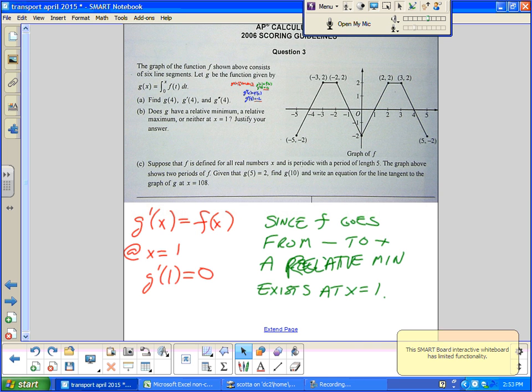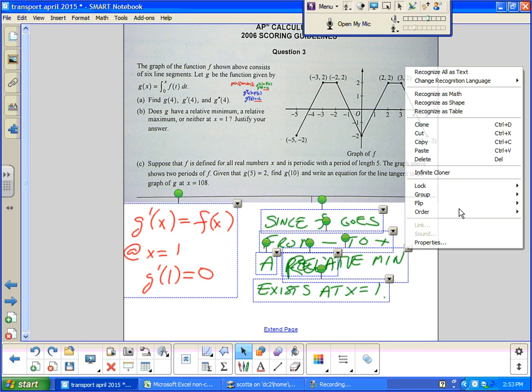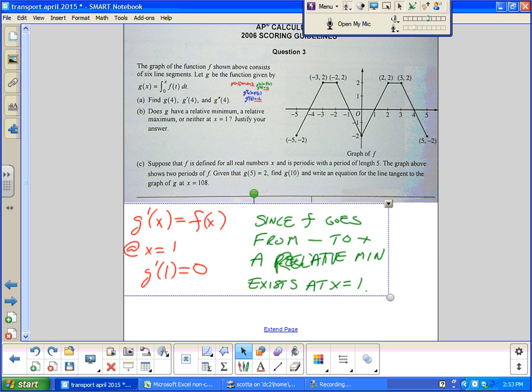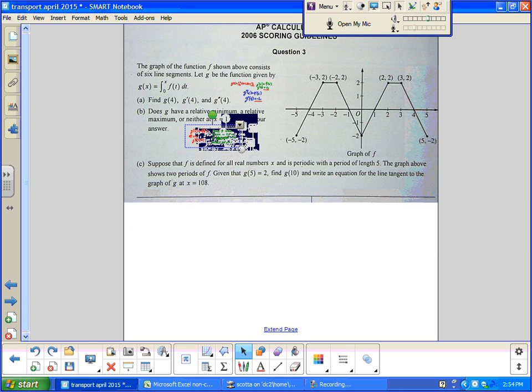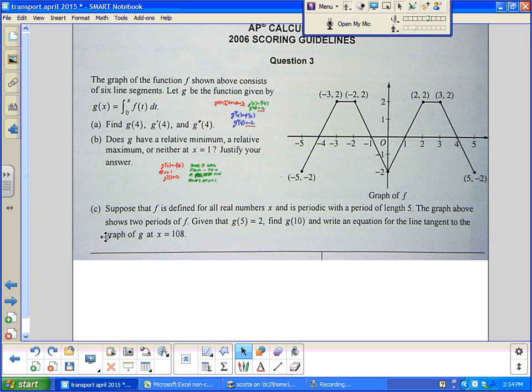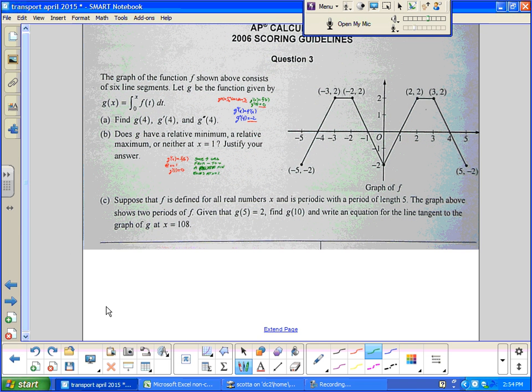So think about it. We're this far in, and it's 5 points. That means there's 4 points left for the letter C, the last one. Suppose that f is defined for all real numbers x and is periodic with a period length of 5.